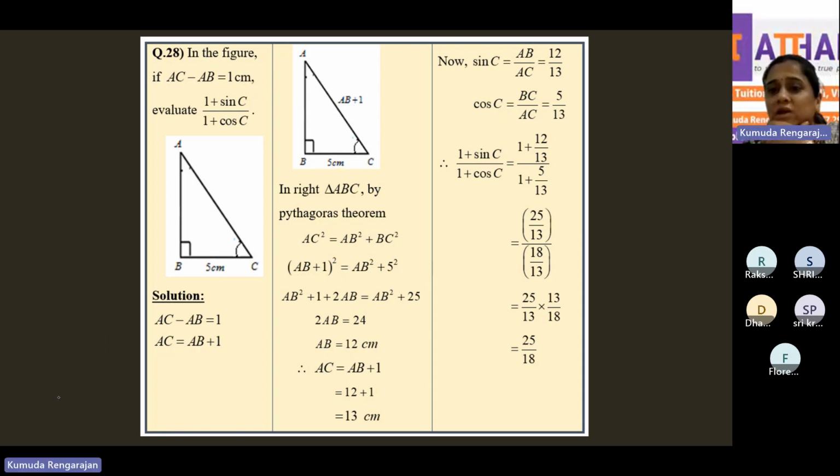Then you have to evaluate (1 + sin C)/(1 + cos C). Sin C meaning you should work out the ratio for this angle. For this angle, sin C is opposite AB by hypotenuse AC. Cos C is adjacent BC by hypotenuse AC. So substitute the values and calculate.